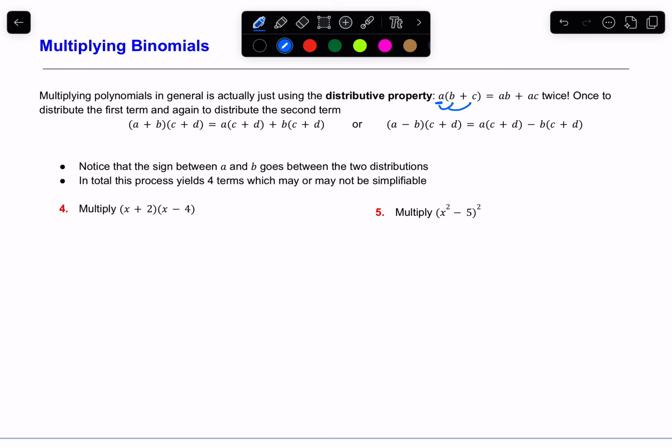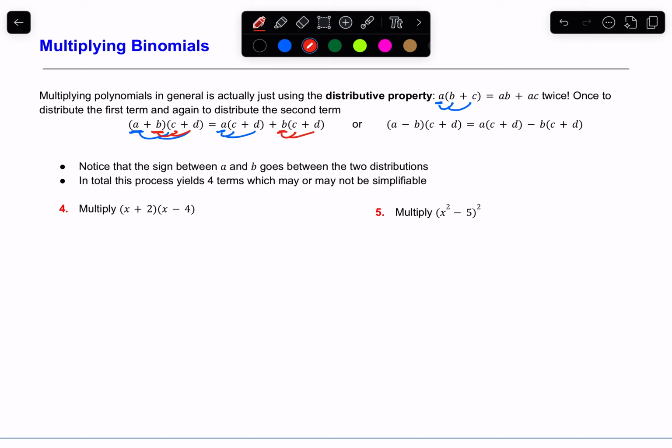So what this looks like if I draw lines is we're going to take the letter A and multiply it by both things in the second set, and we're going to take the letter B and multiply it by both things in the second set. Okay, so the blue lines are equivalent to these two new blue lines I'm drawing, and the red lines are equivalent to the two new red lines I drew. So it's just distributing both things in the first set of parentheses to both things in the second set of parentheses.